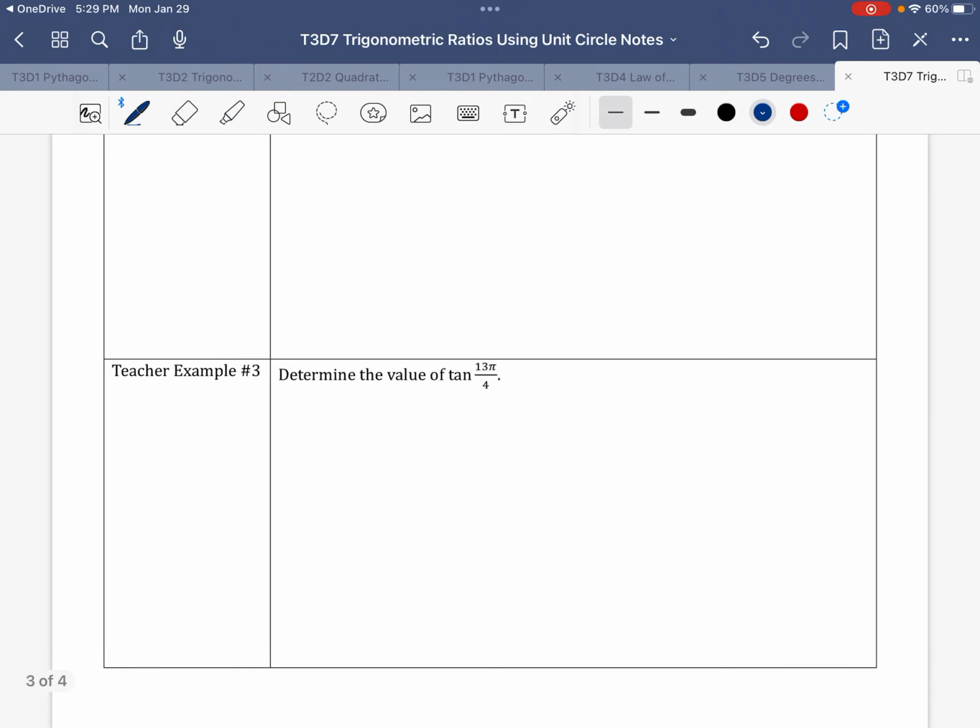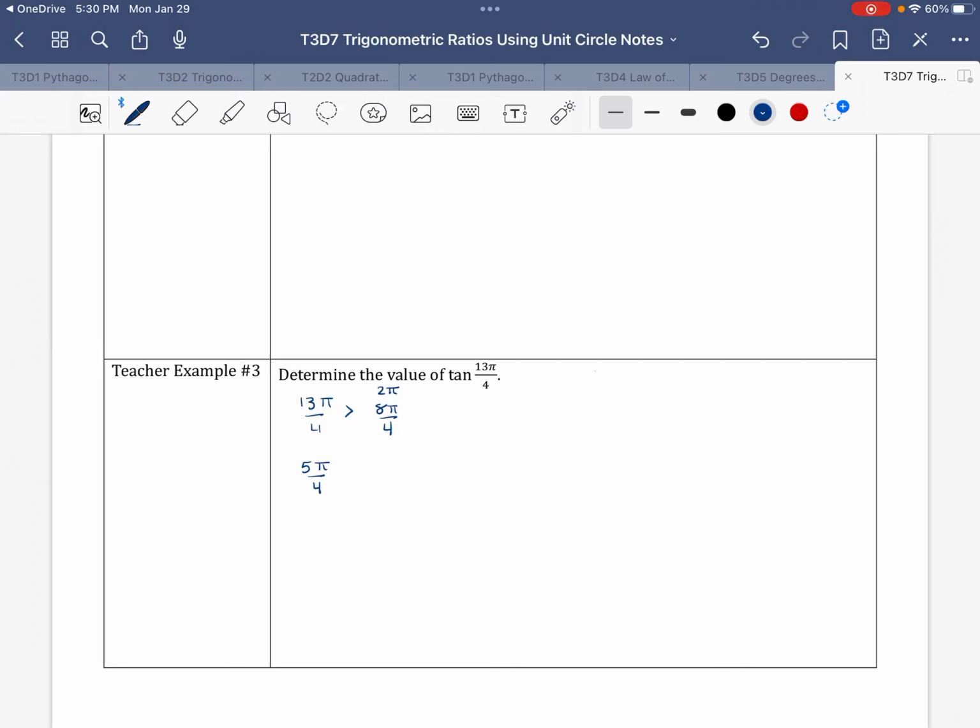Now the last student example asks us to find the value of tangent of 13 pi fourths. And hopefully what you can identify is that 13 pi fourths is greater than 2 pi, which is also 8 pi fourths, right? So since our unit circle only goes to 2 pi, we need to figure out what is the equivalent angle to 13 pi fourths between 0 and 2 pi. So I'm going to do 13 pi fourths, subtract 8 pi fourths, and I end up with 5 pi fourths.